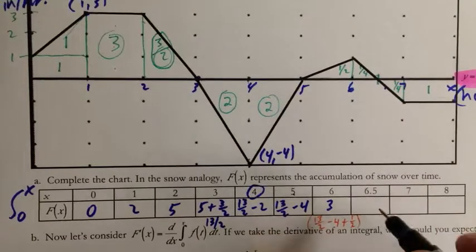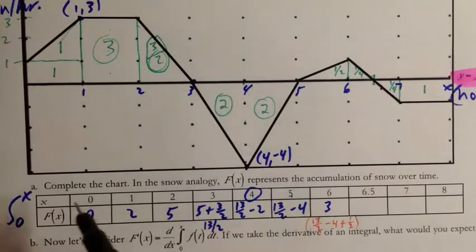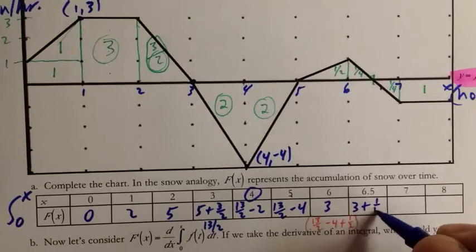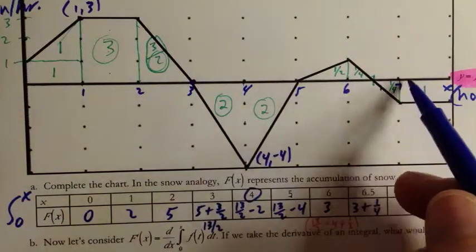That's how we found the net area. In other words, the integral from 0 to 6. Okay? And then at 6 1/2, we have all that. We have that 3 plus 1/4. 3 plus 1/4 for the integral from 0 to 6 1/2. And then the integral from 0 to 7.